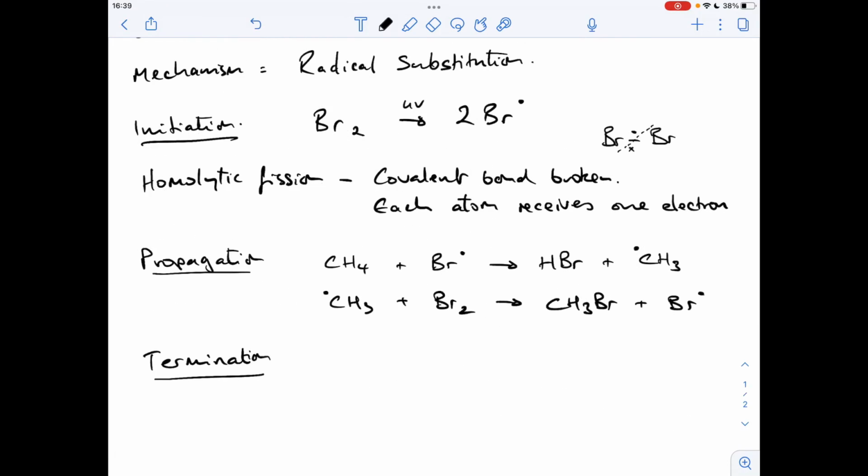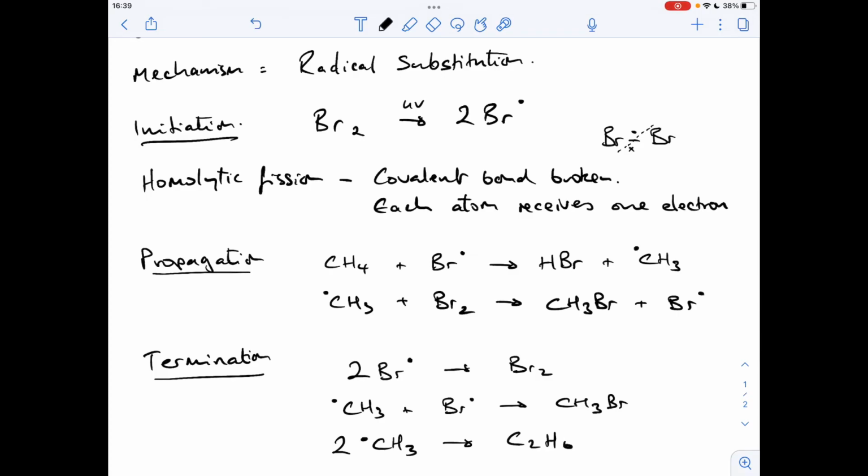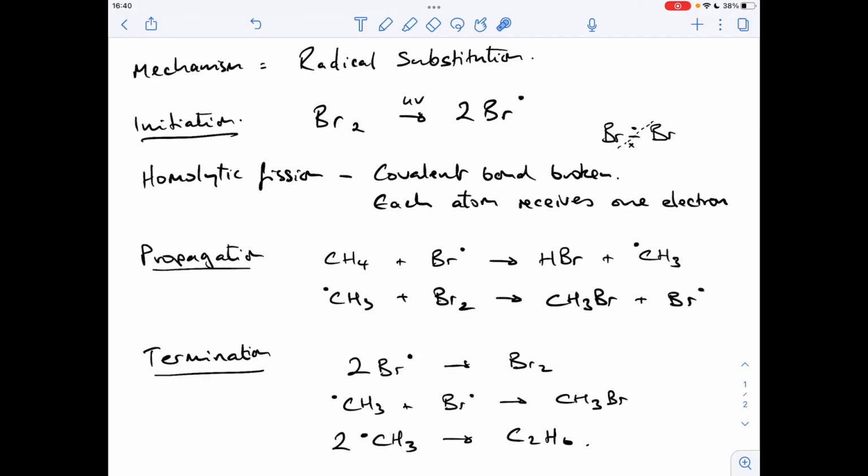And the final stage is the termination stage. So basically all we need to do now is take any 2 radicals and join them together. So you could take 2 bromine radicals and that will form a bromine molecule. So that's one you could have. You could take a CH3 radical and a bromine radical. That's going to make CH3Br. You could also take 2 methyl radicals and they would create ethane, C2H6.